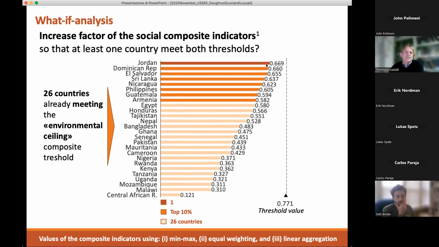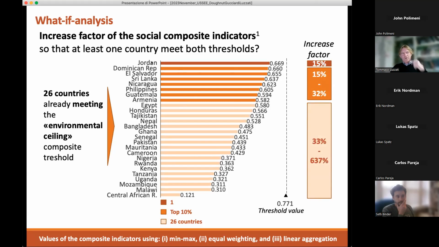The threshold value is 0.7071. Oh, sorry, I forgot to say that we took, of course, only one indicator, which is the one that we get by using min-max normalization, equal weighting, and linear aggregation, also because this is the closest one to the median. And then we can see that we should increase Jordan's performance by 15% to meet both indicators.